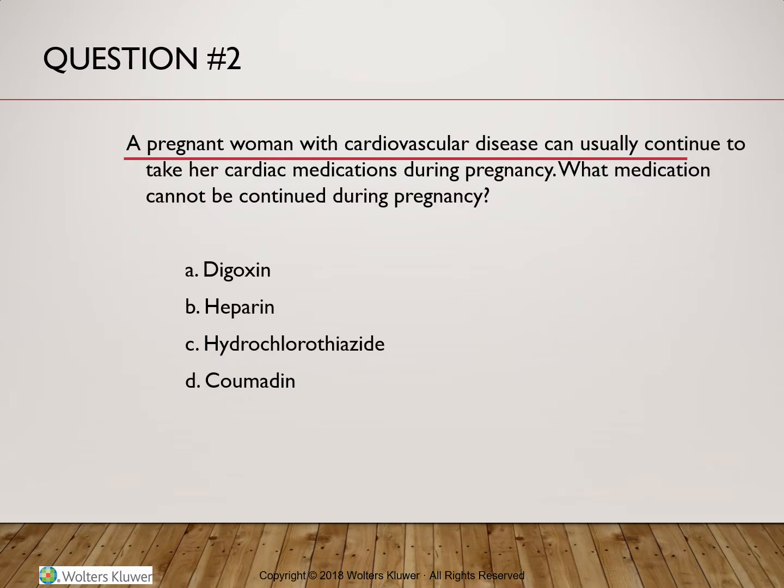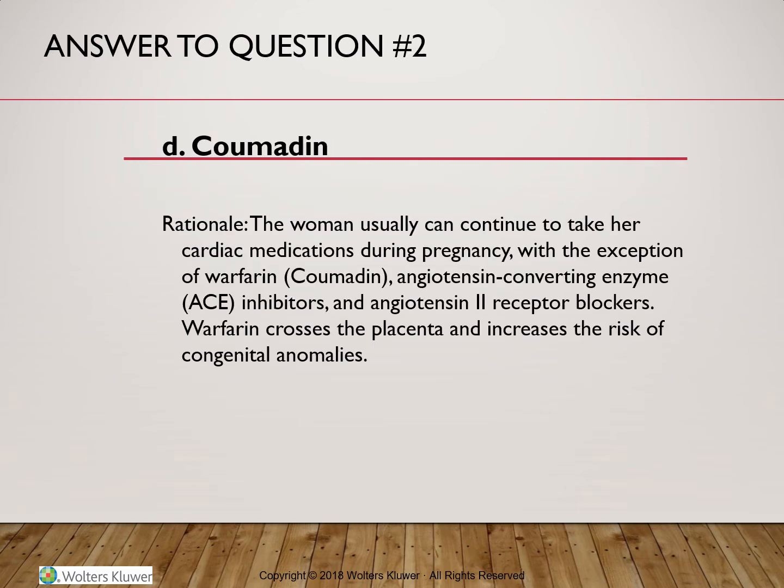A pregnant woman with cardiovascular disease can usually continue to take her cardiac medication during pregnancy. What medication cannot be continued during pregnancy? A. Digoxin, B. Heparin, C. Hydrochlorothiazide, or D. Coumadin. Coumadin is a medication that needs to be discontinued during pregnancy, due to the fact that Coumadin may produce birth defects.